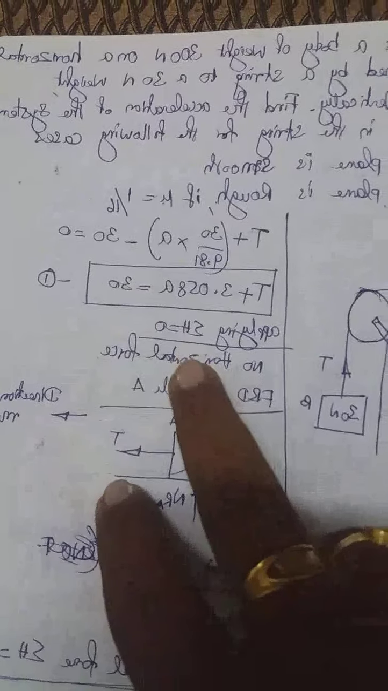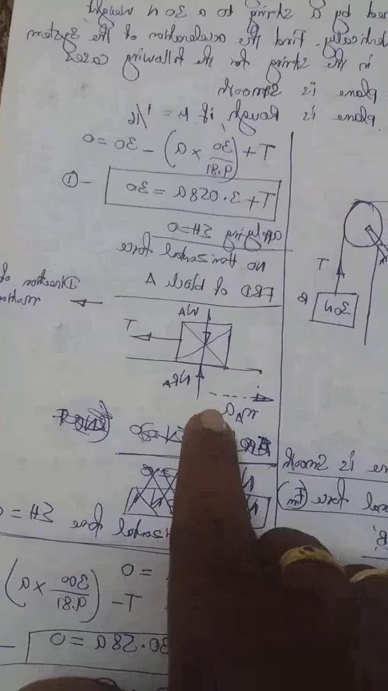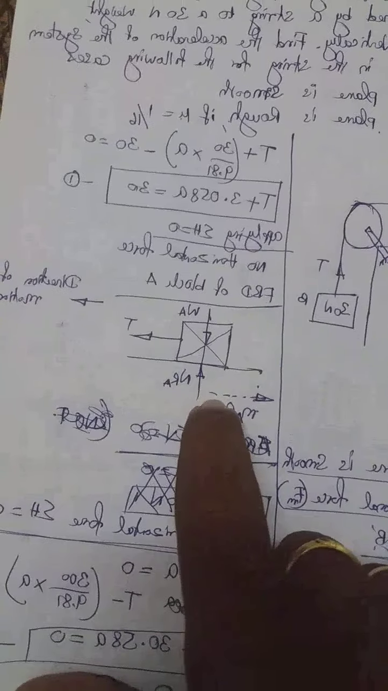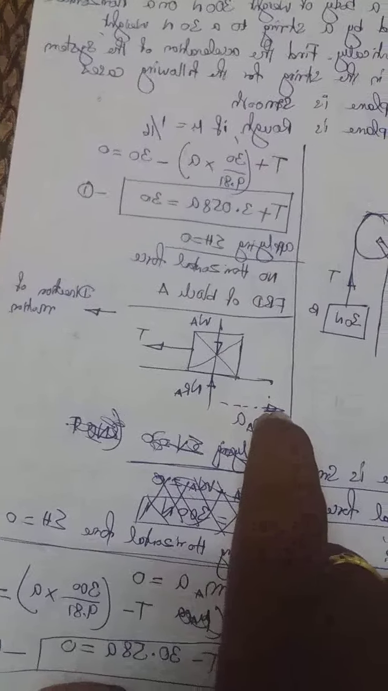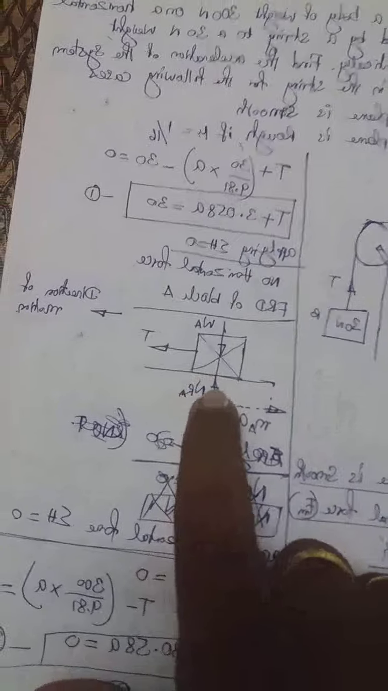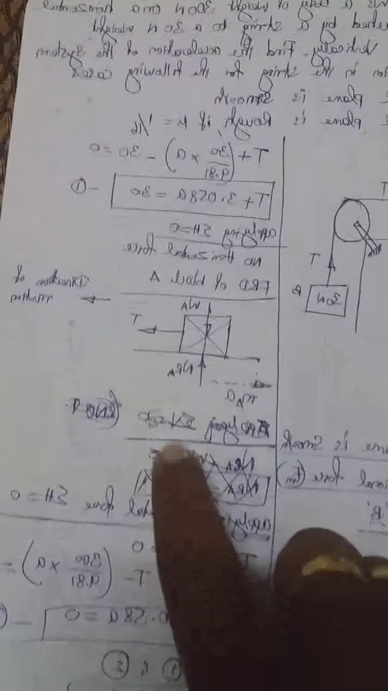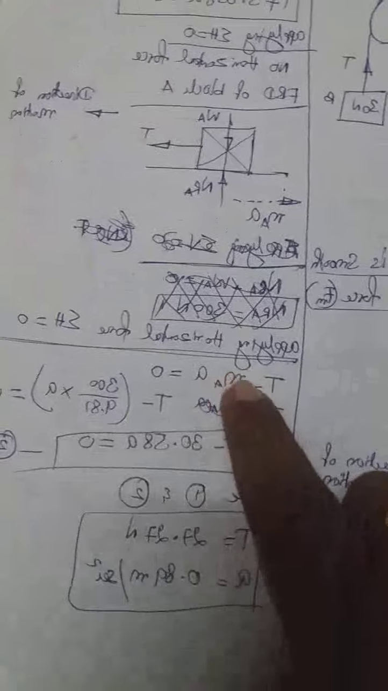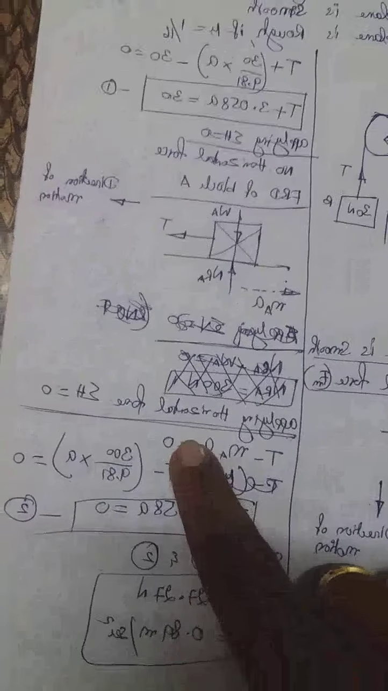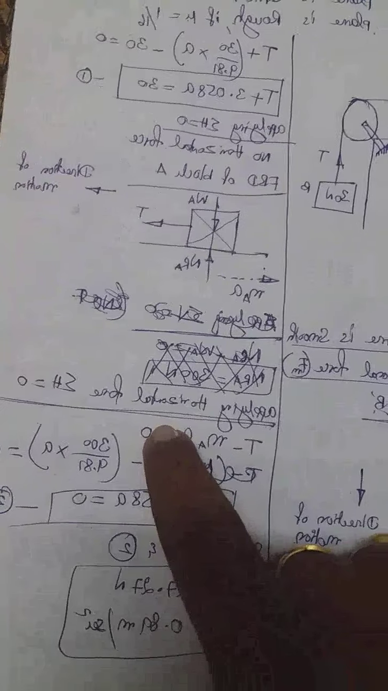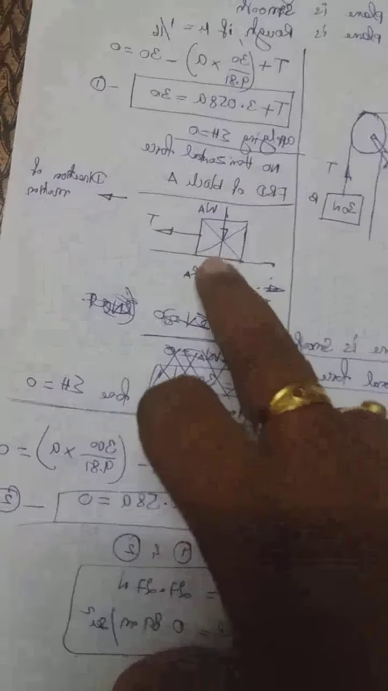There is no horizontal force here. Now I am going to draw the free body diagram of block A. If block B comes downwards, block A moves in the rightward direction. So this is the direction of motion, and the inertial force is acting towards the leftward direction. Keep in mind, because of the smooth surface, there are no frictional forces acting. No need to calculate the vertical force.